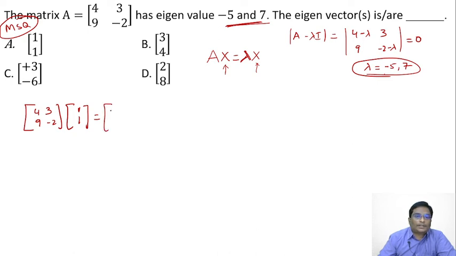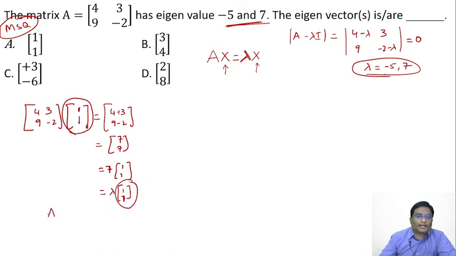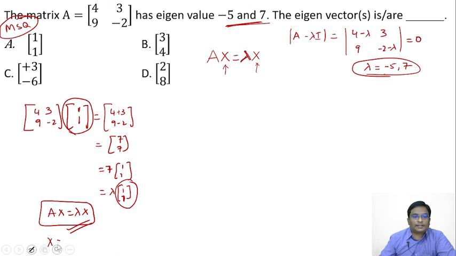This is 4 plus 3, and this is 9 minus 2. You get (7, 7). This (7, 7) can be written as 7 into (1, 1). Here this is X, and this is lambda into X. We got A into X equal to lambda into X. X is a vector, this X is (1, 1). It is satisfying here.